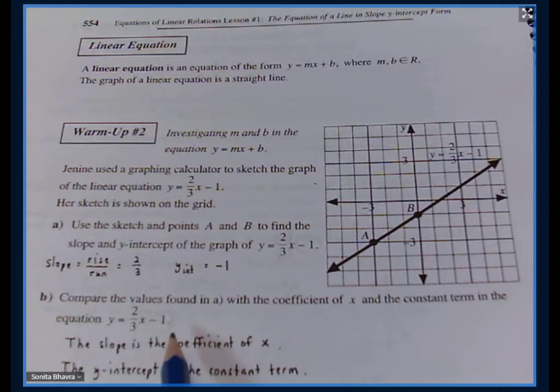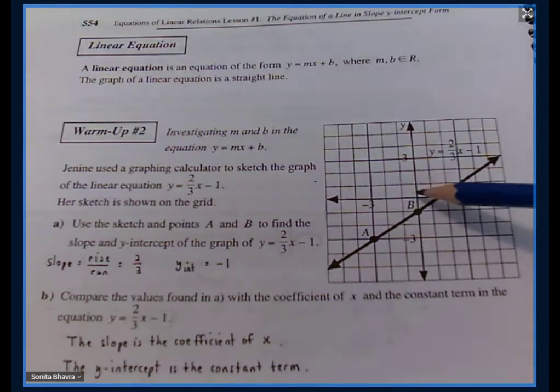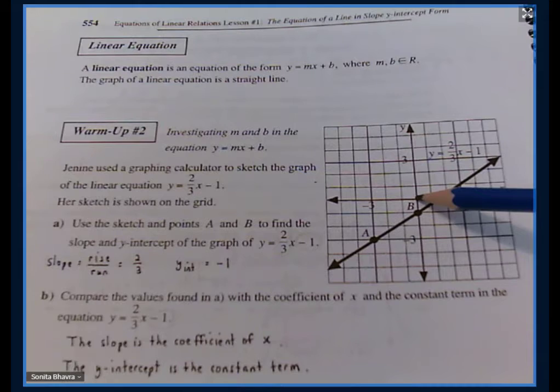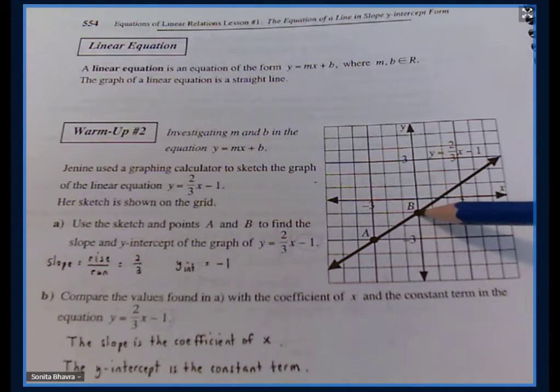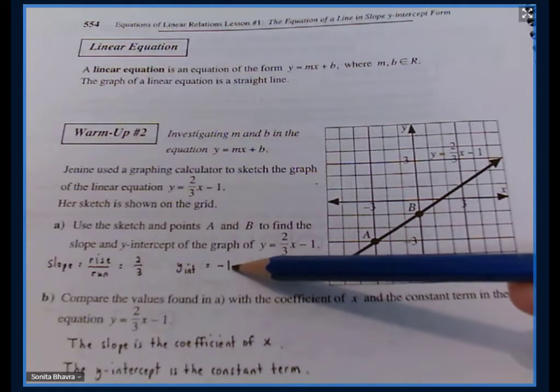Next, we're going to look at our y-intercept. So the y-intercept is where the graph crosses the y-axis. If we look here at our graph, this is our origin right here, 0, 0. And our graph is crossing the y-axis here at -1. So our y-intercept therefore is -1.